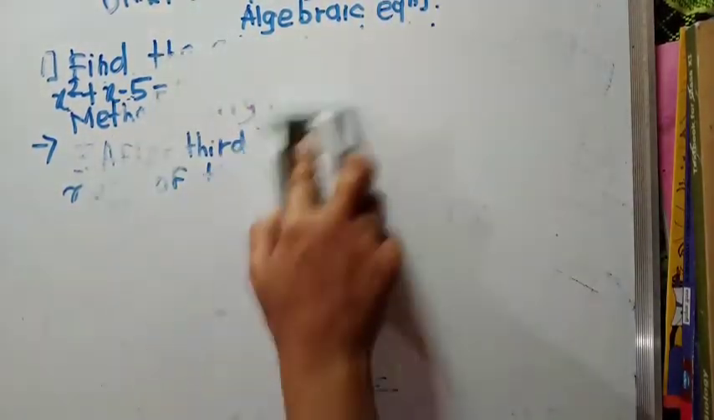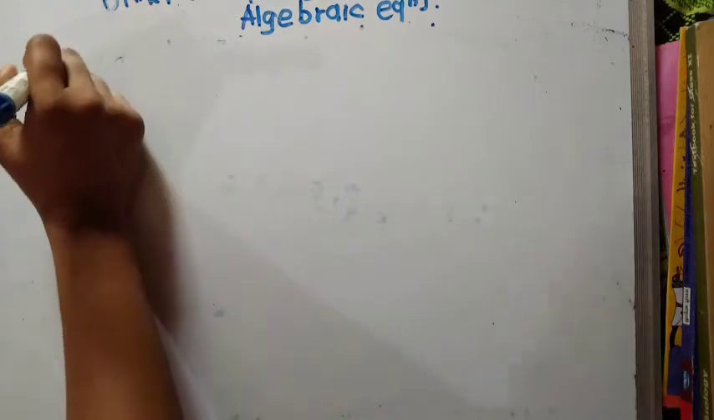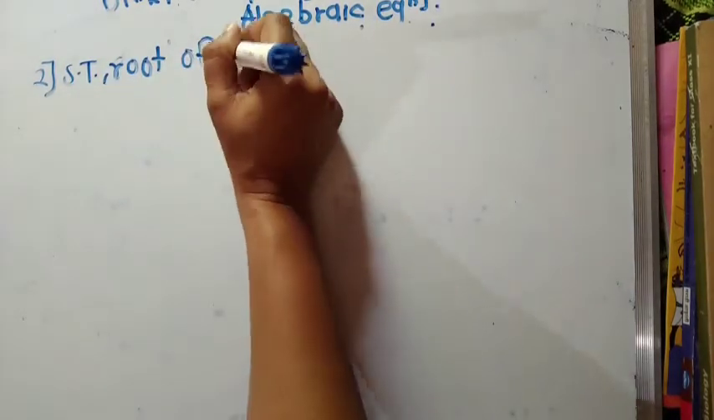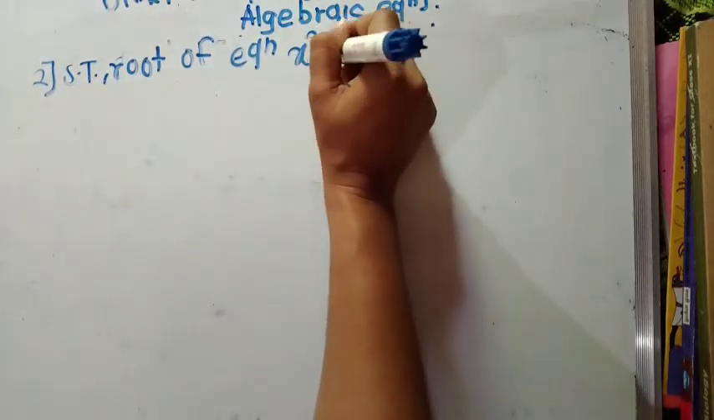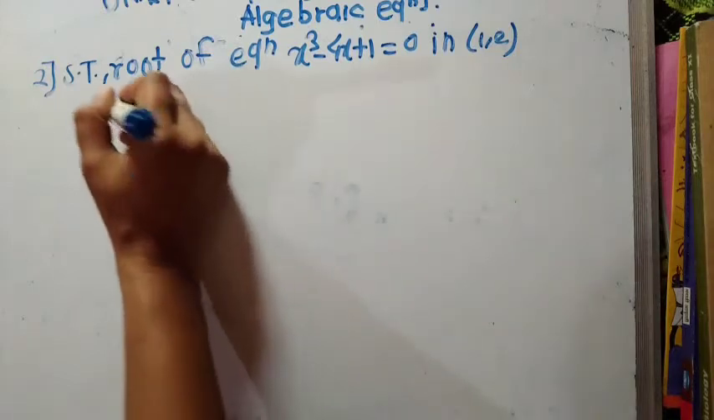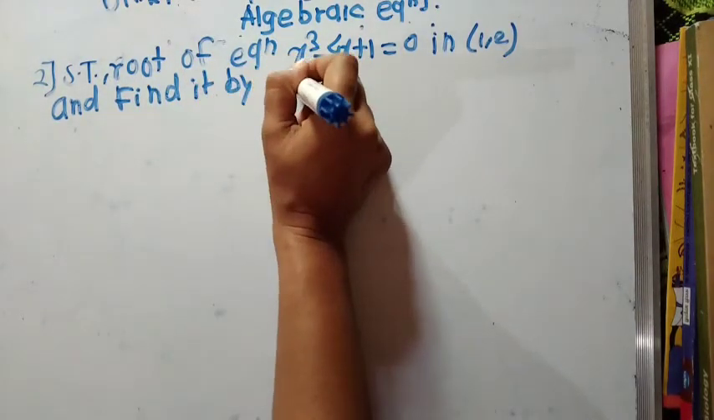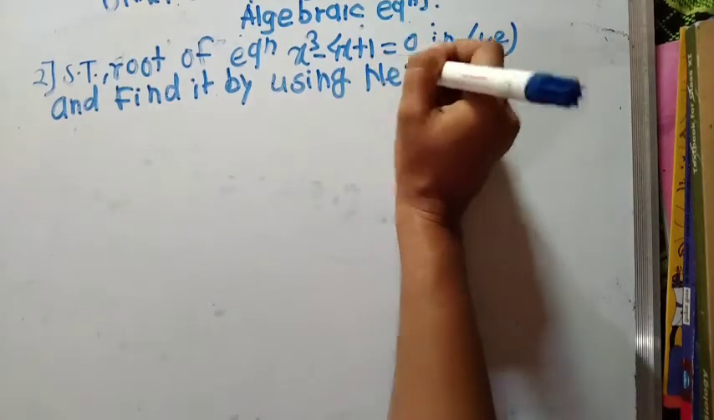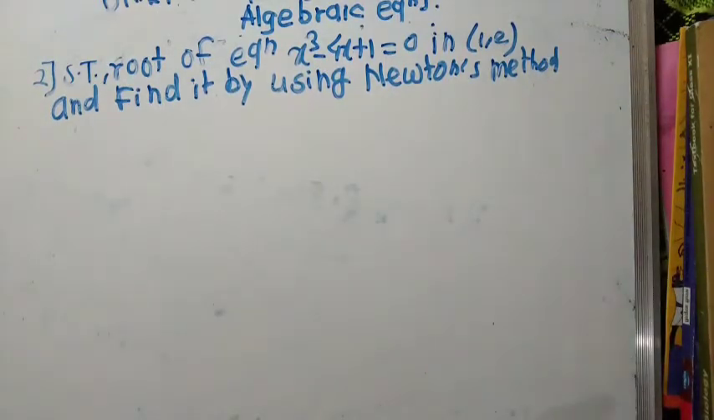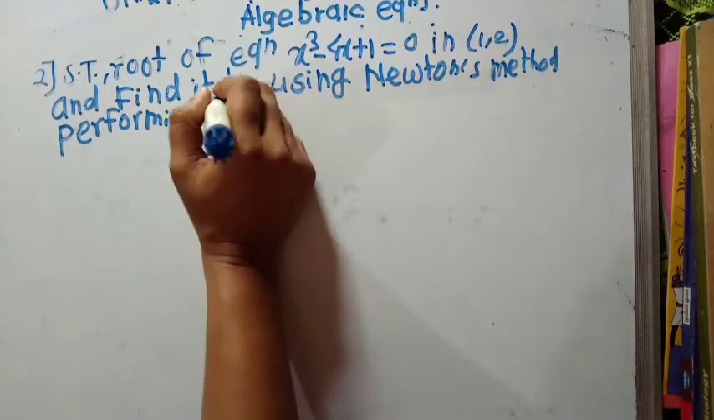Then we give the second example. Show that root of equation x cube minus 4x plus 1, which is equal to 0, lies in 1, 2, and find it by using Newton-Raphson method, performing 2 iterations.